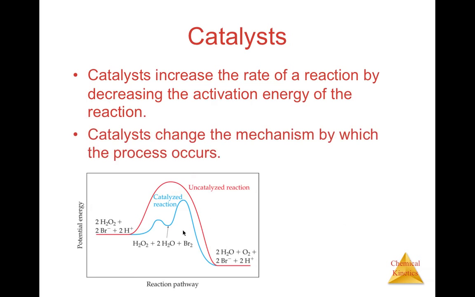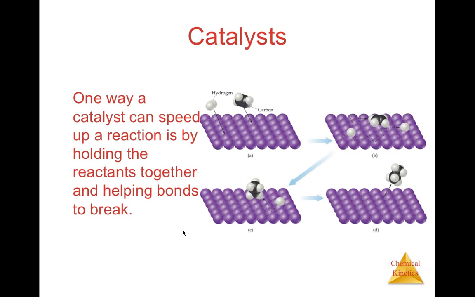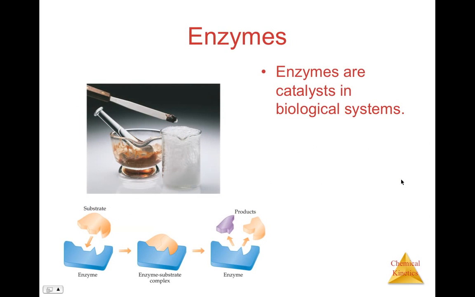Catalysts change the mechanism by which the process occurs. One way a catalyst can speed up a reaction is by holding the reactants together and helping bonds break. Right here is hydrogen and carbon on the surface of a catalyst, holding some together, causing one to break, and then allowing it time to stick together.